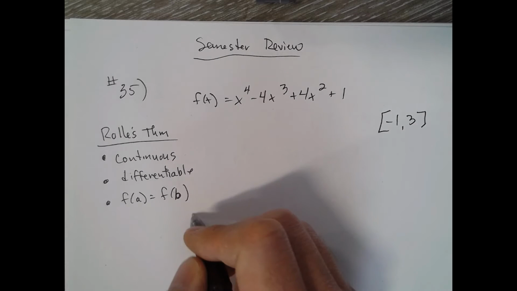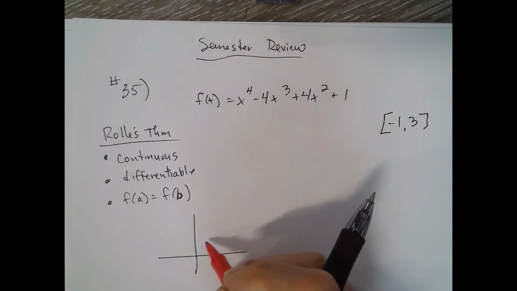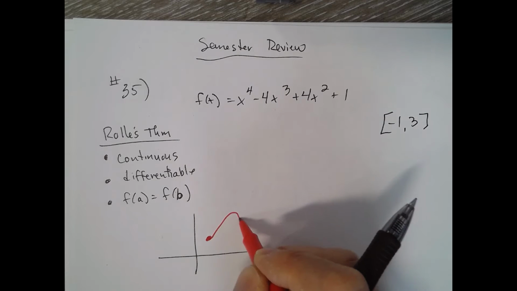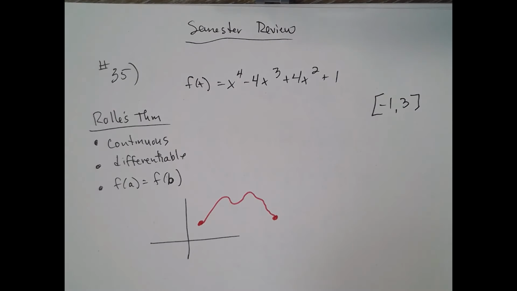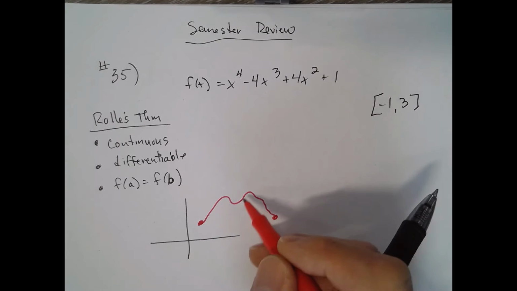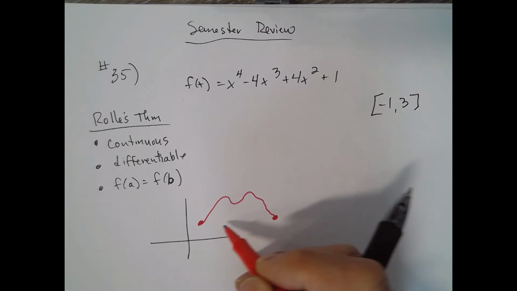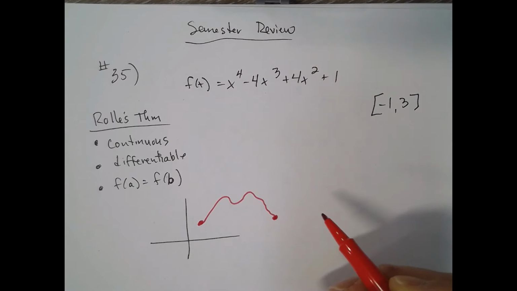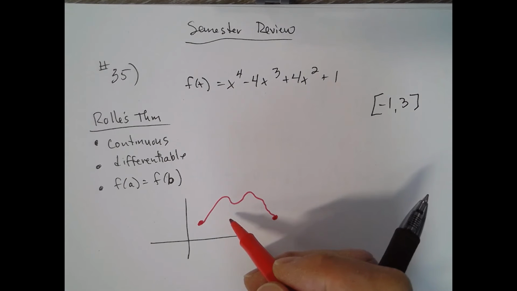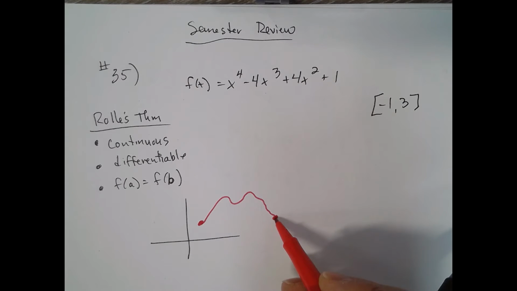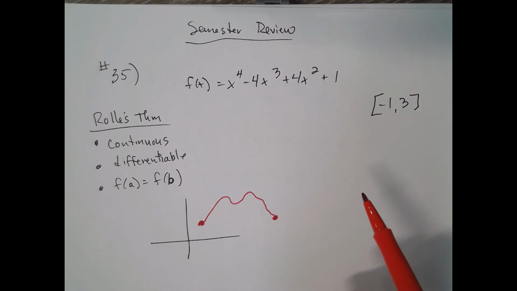So if my function started here, did a whole bunch of stuff, and ended right there, we could use Rolle's theorem because it's continuous, it's differentiable, it's smooth and not vertical, and it starts and ends at the same y value. So that would be an example of when Rolle's theorem does apply. If this is a different y value than that, the mean value theorem still applies, but Rolle's theorem doesn't apply.